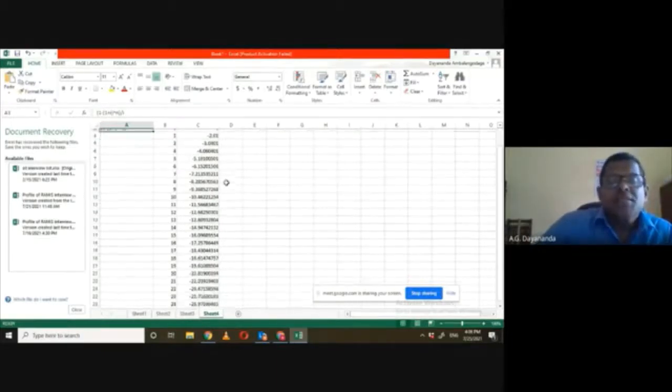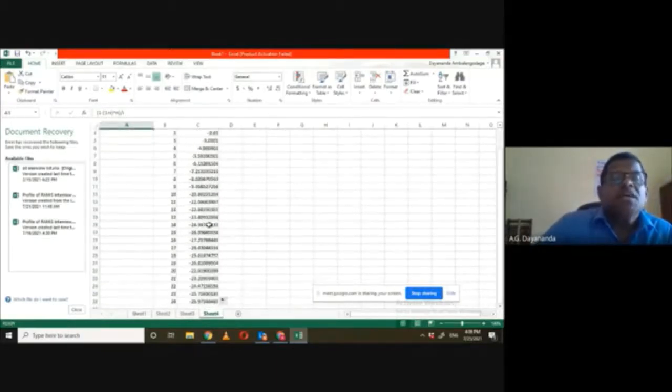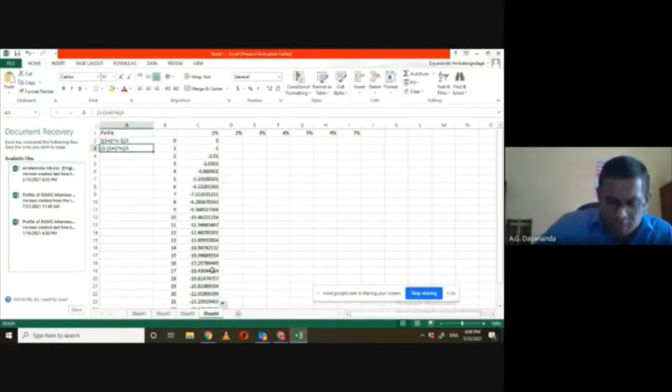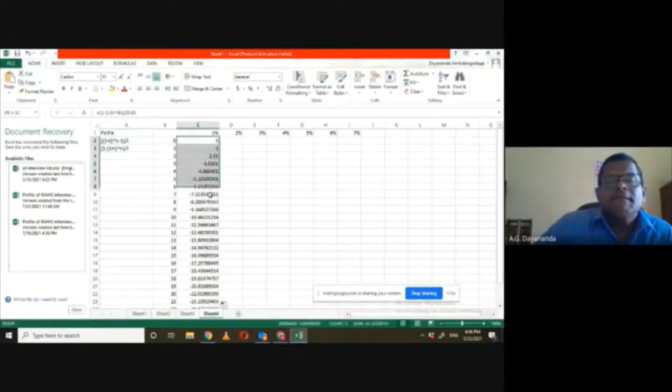So this is the answer, but ignore the minus figures because here the figure is always more than 1. You have to ignore the minus figures, or you put it the other way around. You have to ignore the minus figures. Okay.